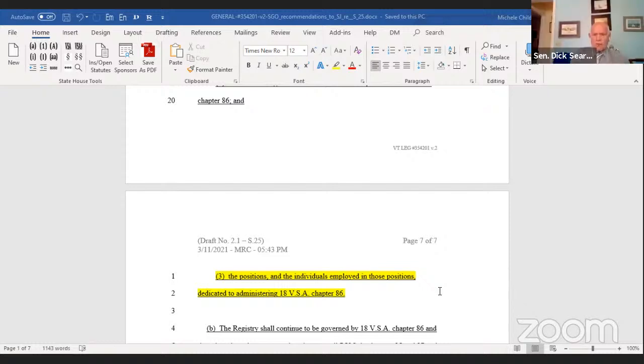I have a question about that. I'm not concerned with the positions. I'm concerned with us telling the administration to move the individuals employed in those positions. I don't think that's our role. I think that's an administrative decision. Did they discuss that in government ops?